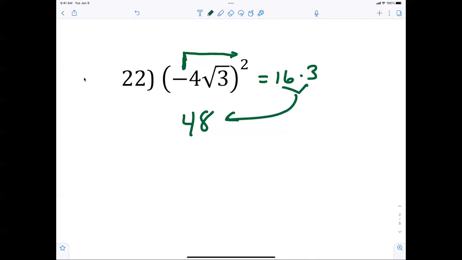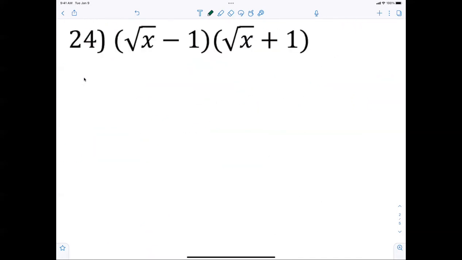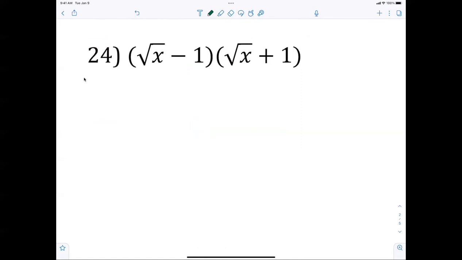Everybody good on that? Any issues? All right, let's take a look at 24. What happens to the middle term? Cancels. Square root of x times square root of x. Negative 1 times positive 1.